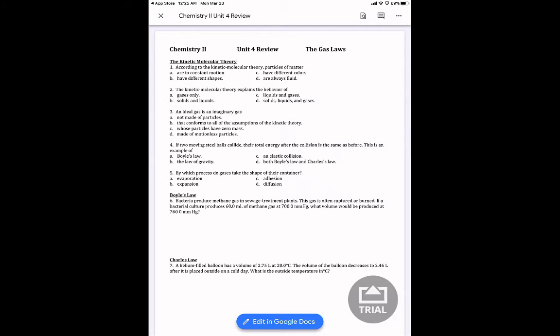So again, be sure that you are familiar with the different laws and what they say as far as Boyle's, Charles's, and Gay-Lussac's. Be sure that you are familiar with the assumptions of the kinetic molecular theory. Be sure that you are familiar with how real gases do not obey the kinetic molecular theory. And be sure that you are familiar with things like expansion and compressibility and diffusion and effusion and things like that, because there could be questions about those things on your exam on Wednesday. So if you have any question about those things, make sure you let me know.